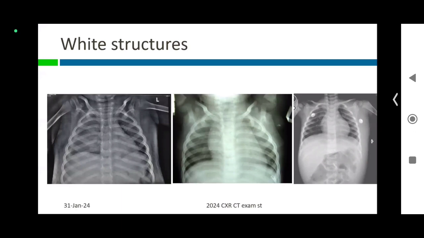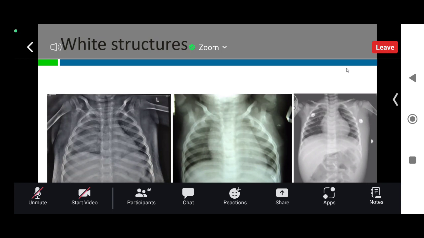So the first X-ray on this side. Arvind, can we mute? Okay. Arvind, can we mute, please? Thank you.